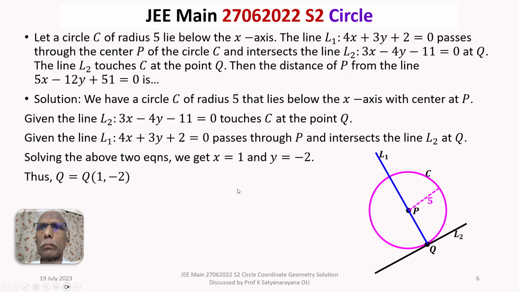So what is our problem? Our problem is we have to find the coordinates of the center P of the circle C. Then if you get that, its distance from this line 5x minus 12y plus 51 is equal to 0 can be found very easily. So our target is to find the coordinates of P. That we will do in the next slide. So Q, the coordinates of Q have been written here: 1 comma minus 2.